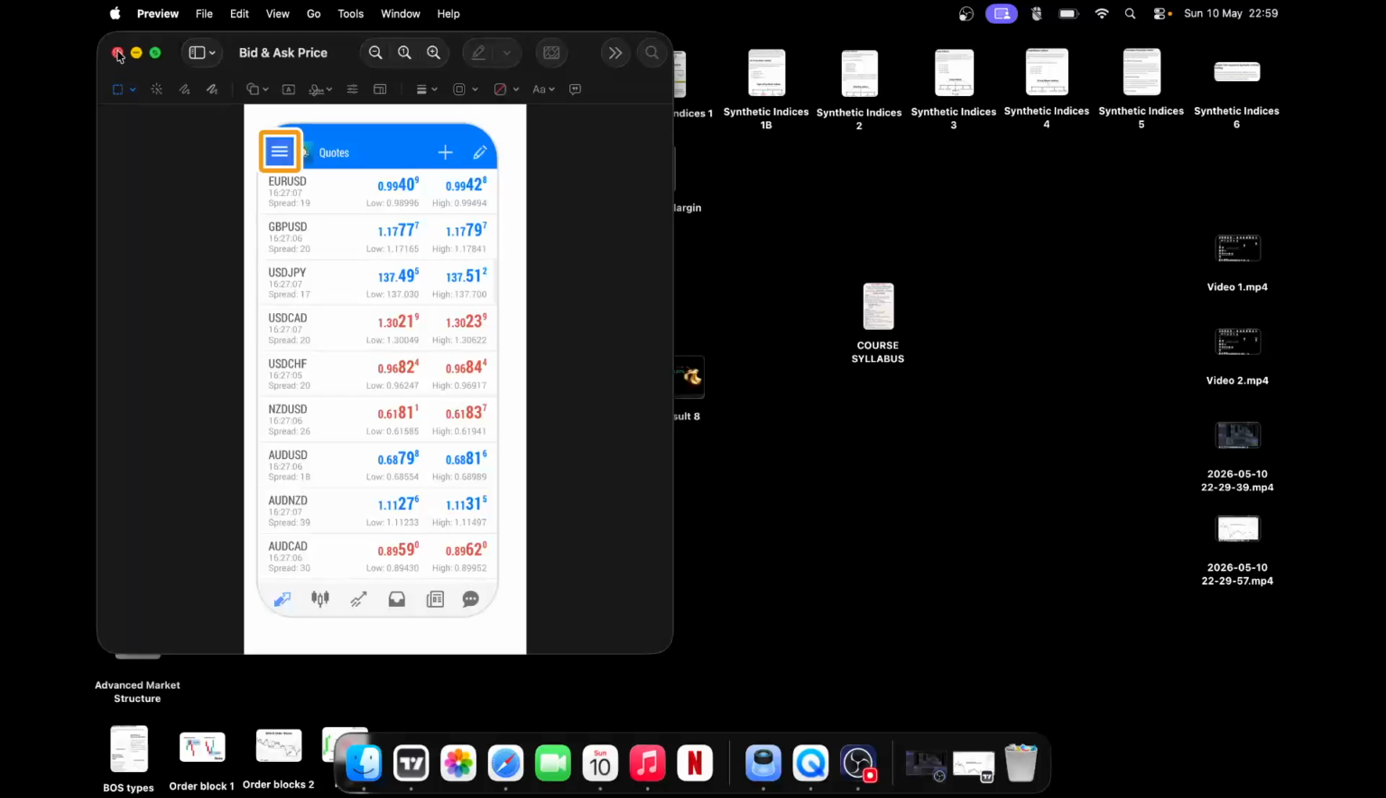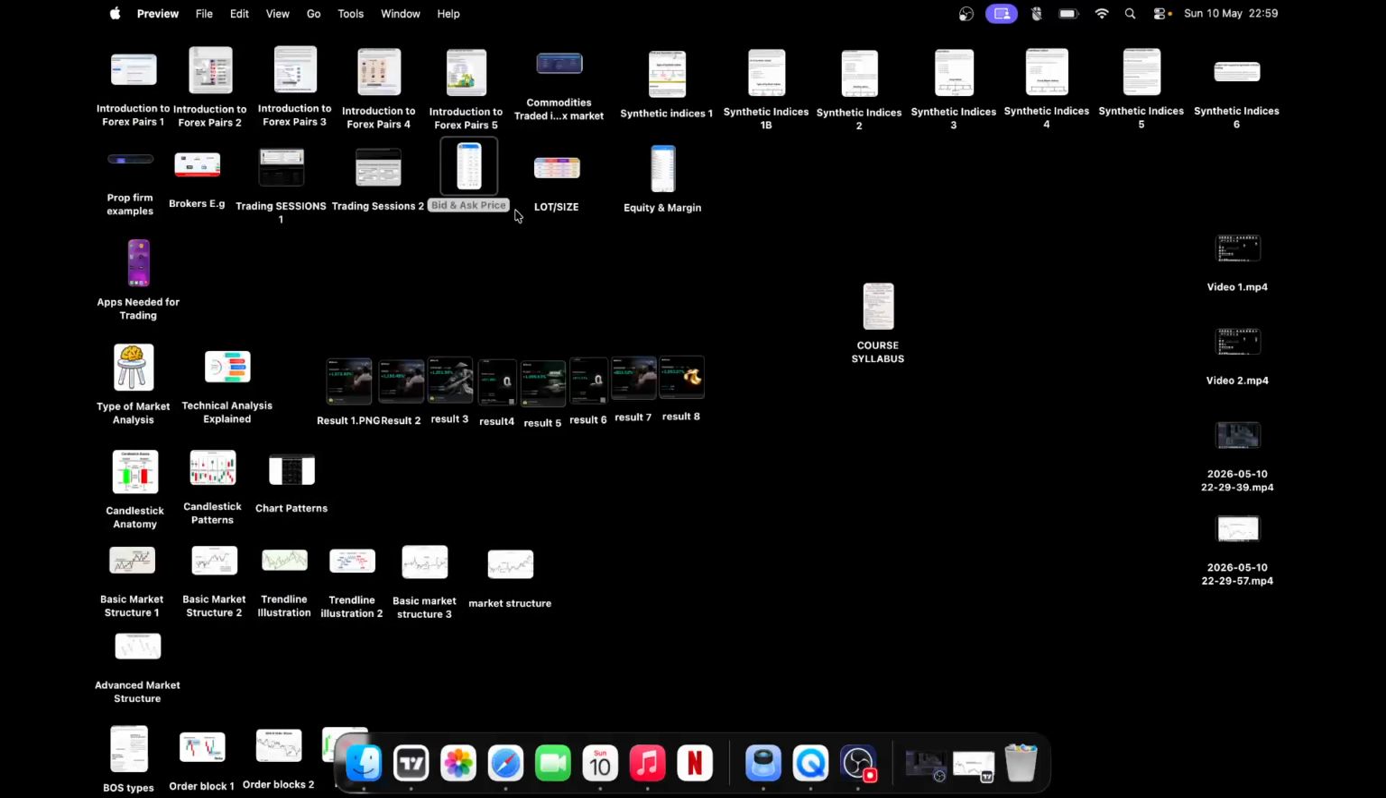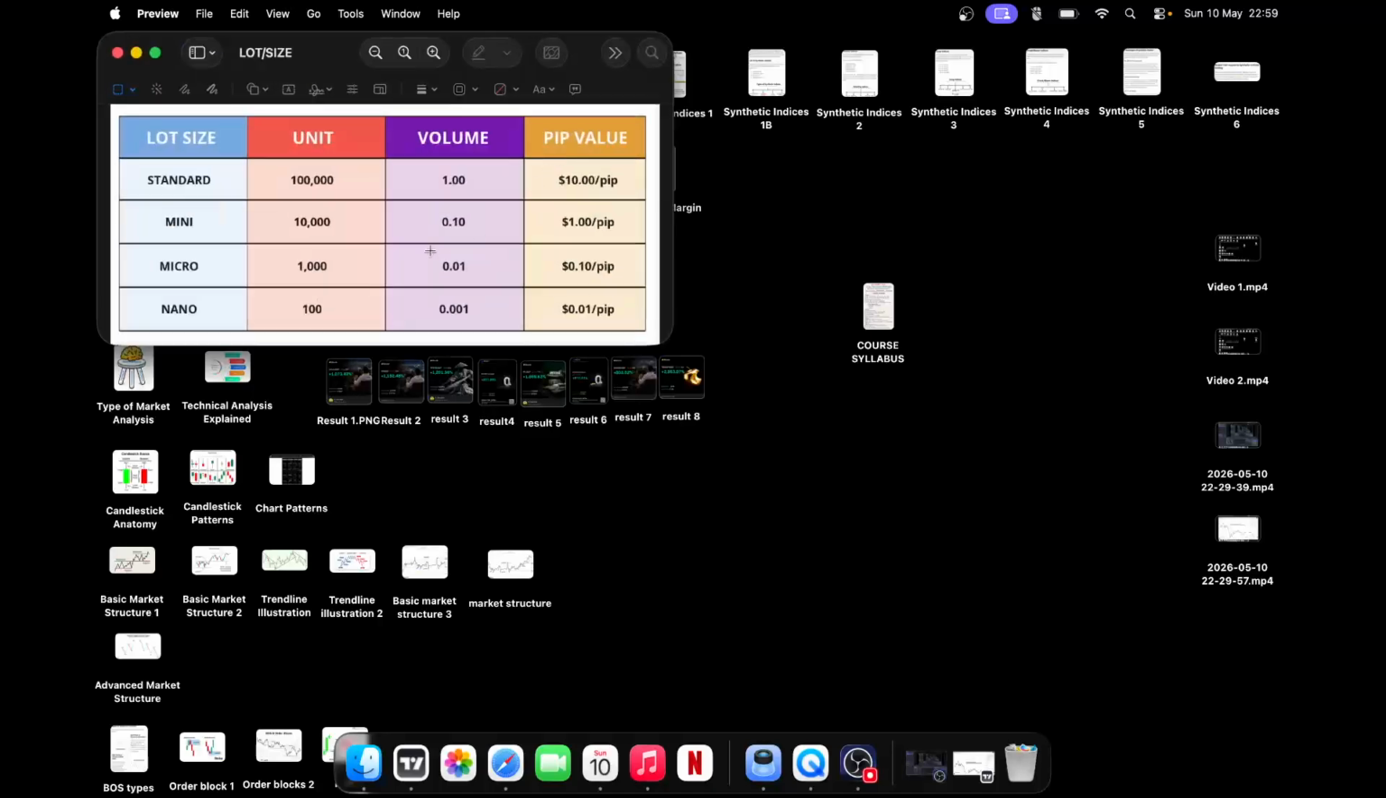There's something called lot. Lot is like volume. Let's say you want to place a trade with $50. How many volumes of EUR/USD do you want to buy with the $50? There are different types of lot size. We have standard lot size, mini lot size, micro lot size, and nano lot size. But all these things, you don't really need to rack your brain over.